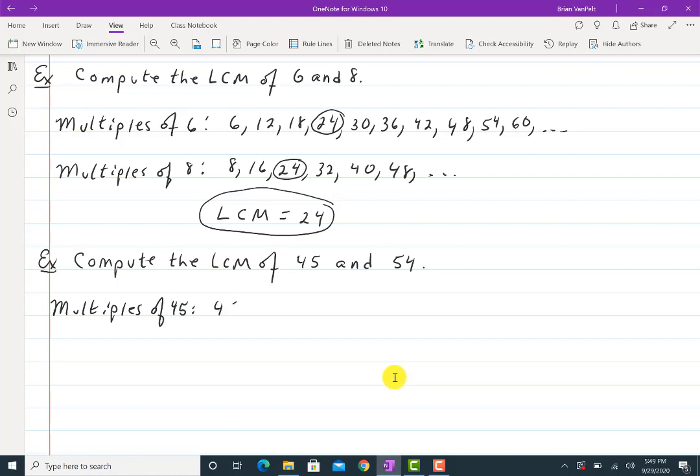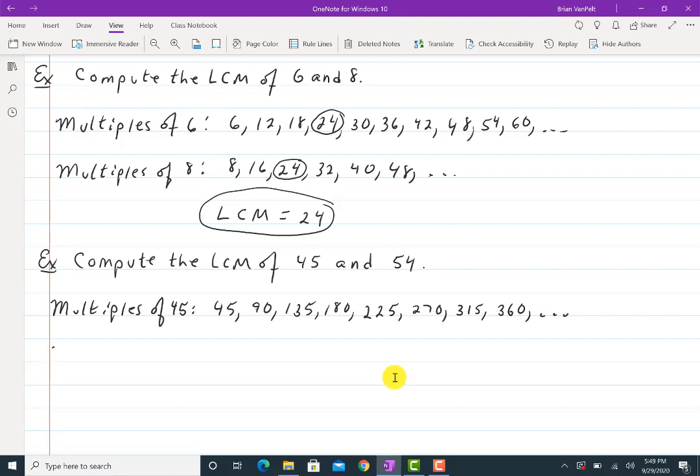So 45, 90, 135, 180, 225, 270, 315, 360, and this goes on forever. I hope I have enough.